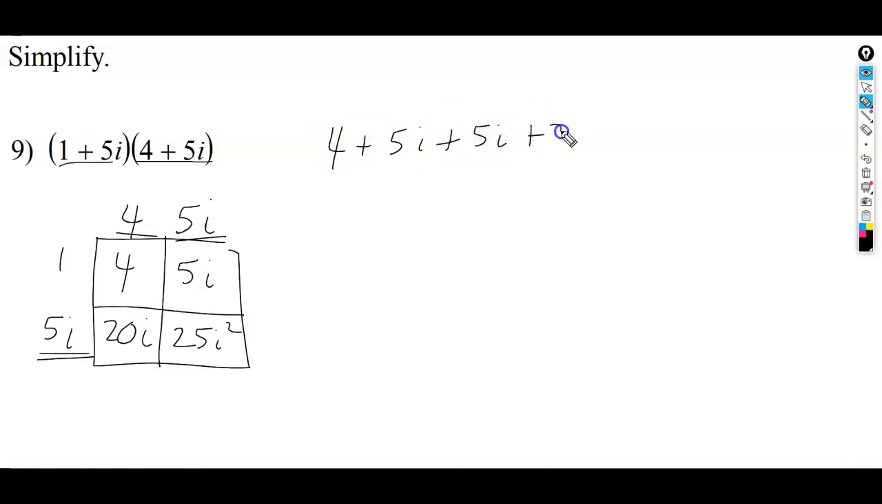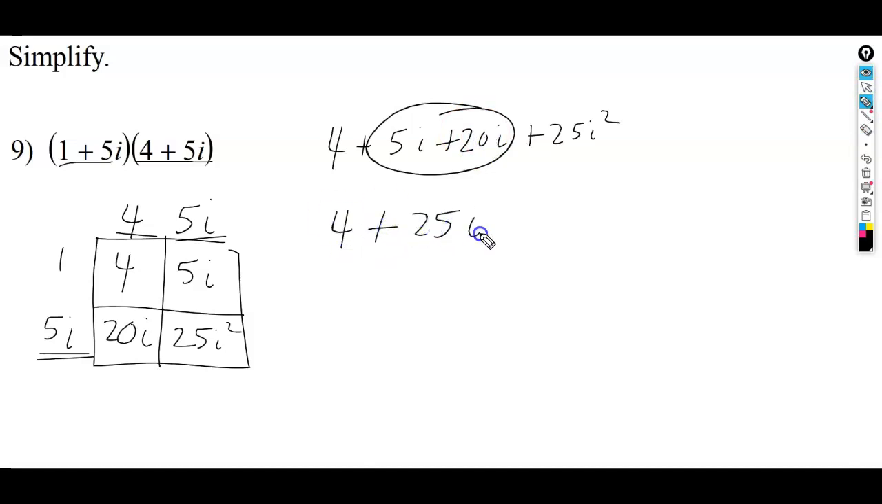And any like terms that we have, we're going to go ahead and combine. So we can put those together, right? I think I made a boo-boo there. We're going to combine our like terms there. 25i.